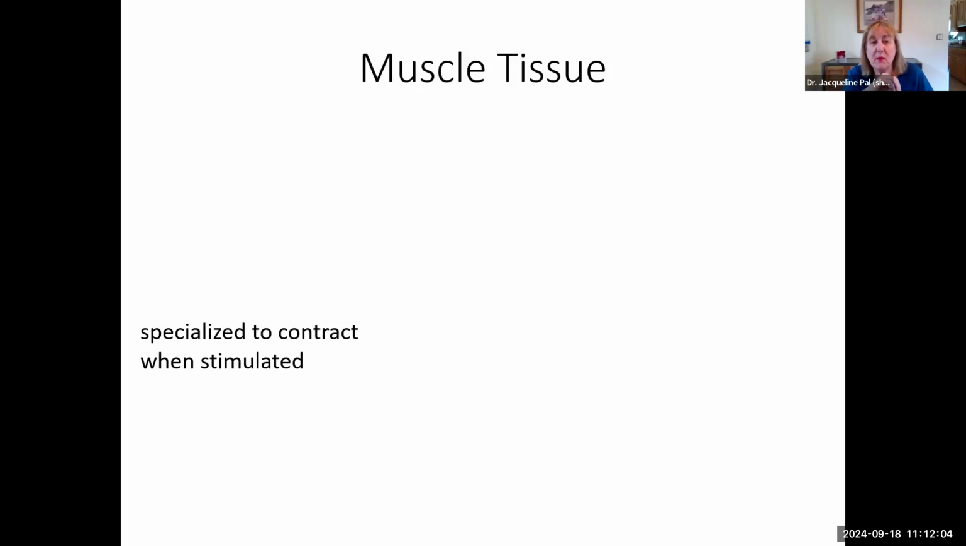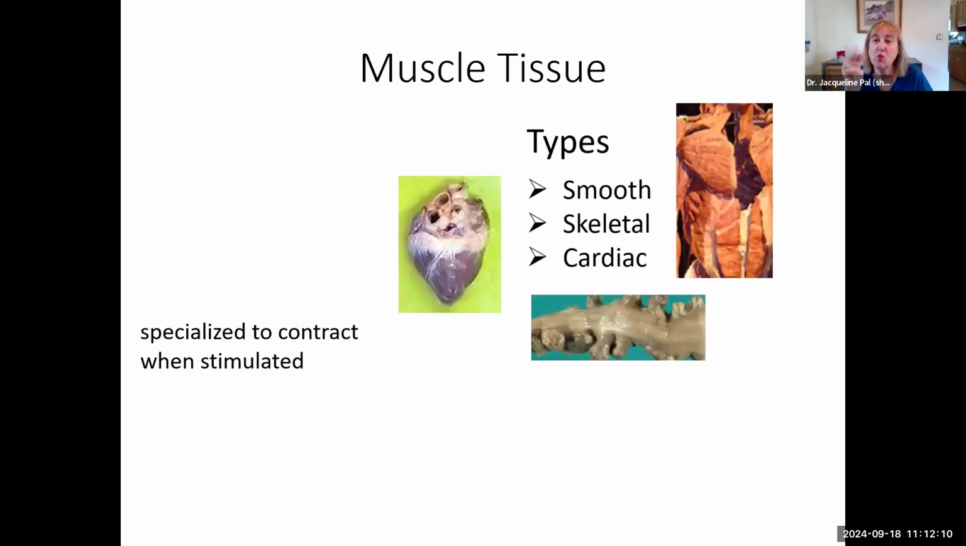Muscle tissue is specialized so that when it gets stimulated, it will contract. We have three different types of muscle tissue: smooth muscle, skeletal muscle, and cardiac muscle. When we think of muscle, we usually think of skeletal muscle, the muscle that's attached to your skeleton that, when it contracts, moves your skeleton.